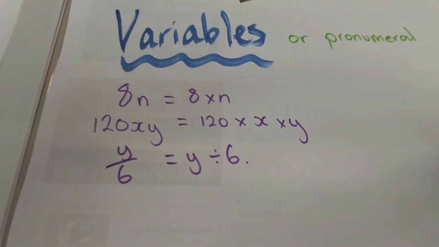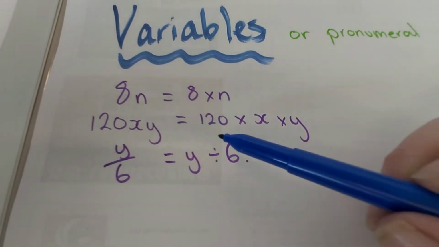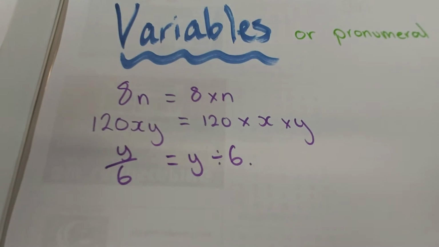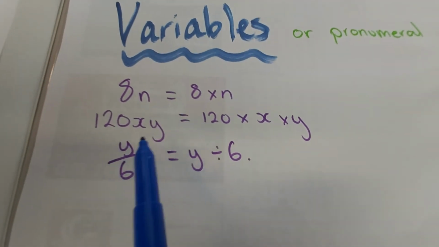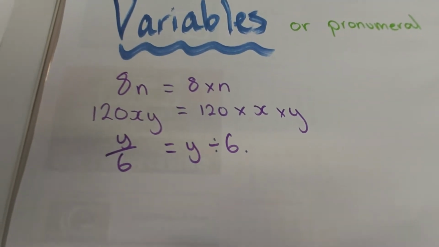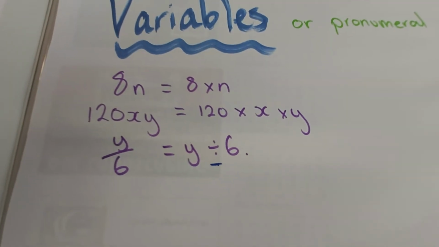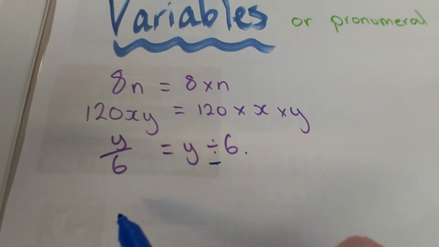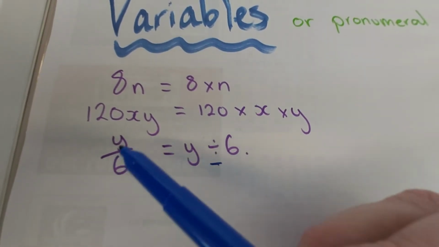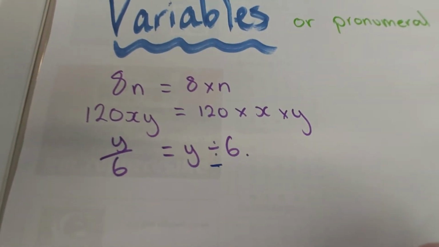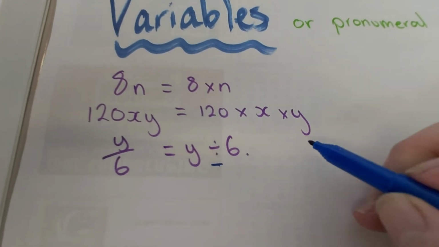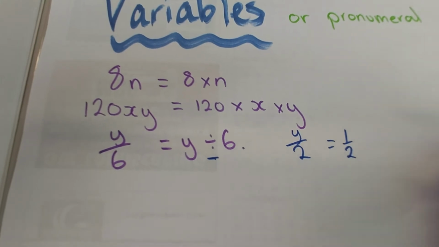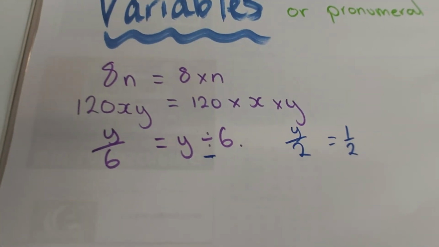If I had 120xy, that is the same as having 120 times x times y, okay? Just written down simply. We don't usually write division like you normally see; in algebra we have it over something. So y divided by 6 is the same as y over 6. Think of a half, okay? Y over 2 would be the same as a half of whatever it is, that amount divided by 2.